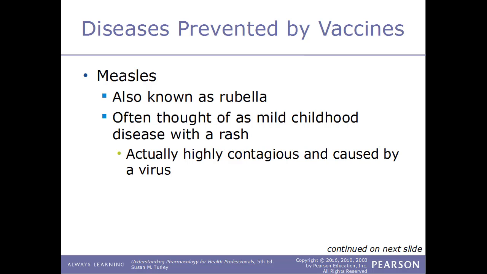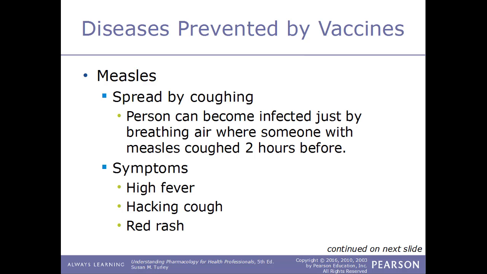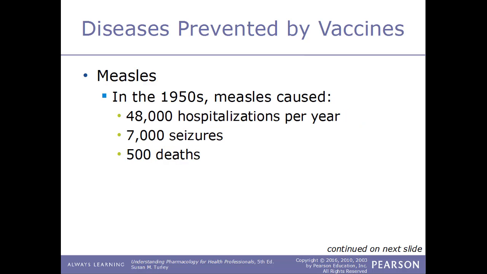Measles. This is also known by the name rubella. And it's often thought of as a mild childhood disease with a rash, but this is actually very highly contagious and caused by a virus. And measles is spread by coughing, and a person can become infected just by breathing the air where someone with measles had coughed 2 hours before then. And some common symptoms of measles: high fever, a hacking cough, and a red rash. In the 1950s, measles caused 48,000 hospitalizations each year, 7,000 seizures, and 500 deaths.